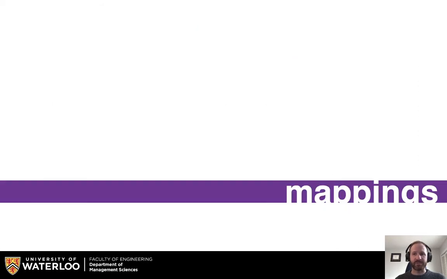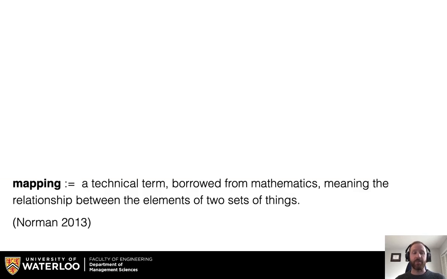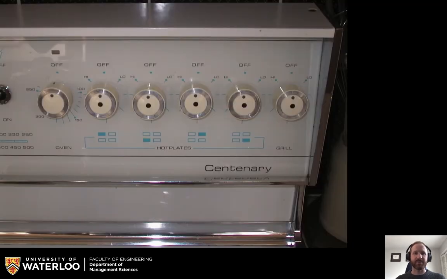Now, another important technical term is mapping that comes up in the design of everyday things. Mapping is also a technical term, borrowed from mathematics, meaning the relationship between elements of two sets of things. The classic example is to look at dials or controls for a stove.